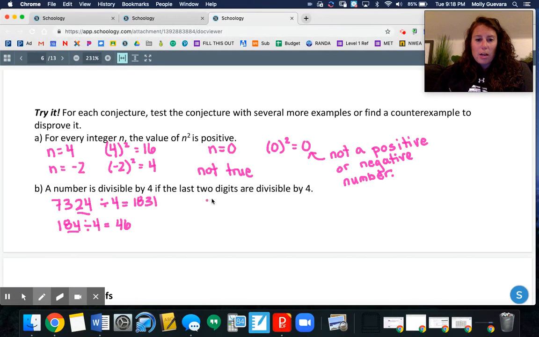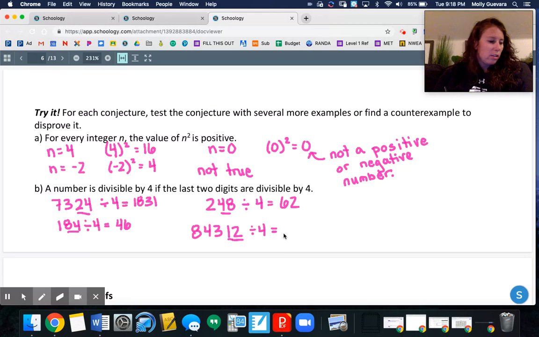So let's keep going. 248. 48 is divisible by 4. So is 248 divisible by 4? Yes, it's 62. And then let's do something crazy. 8, 4, 3, and then 1, 2. Is 12 divisible by 4? Yes. So is that whole number divisible by 4? Yes, it is. And I get 21,078. Okay. There should be a comma there.